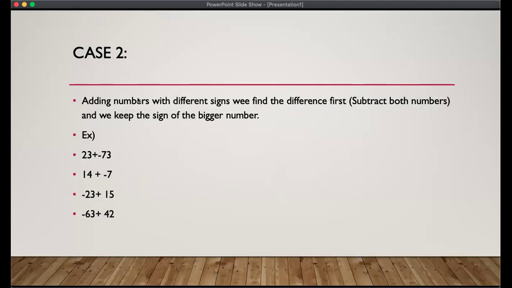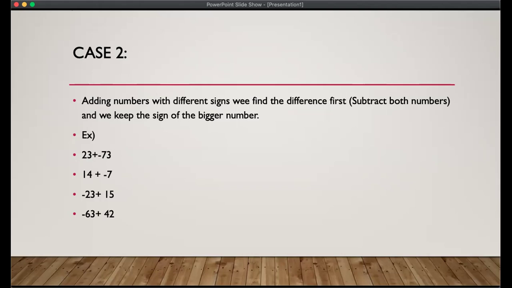All right, case two, adding numbers with different signs. My bad, a typo. We find the difference first. So we're going to subtract both numbers, and then we keep the sign of the bigger number. So here we have 23 and -73. It's the same thing as saying 23 minus 73. We subtract these two numbers and then keep the sign of the larger number. What's the larger number, 23 or 73? 73 is the larger number. So our end goal is going to be a negative.